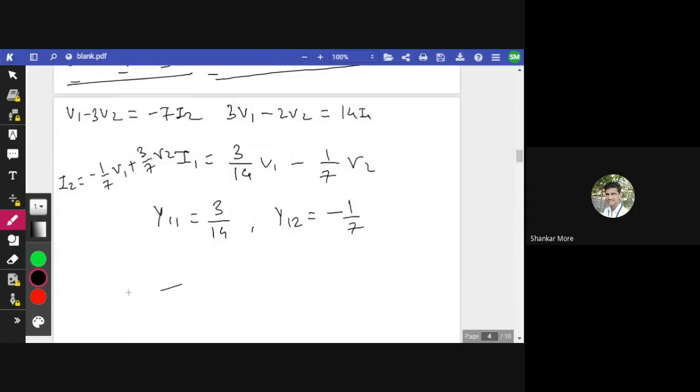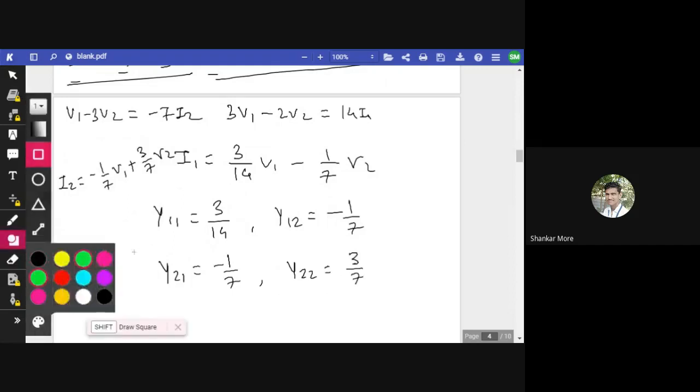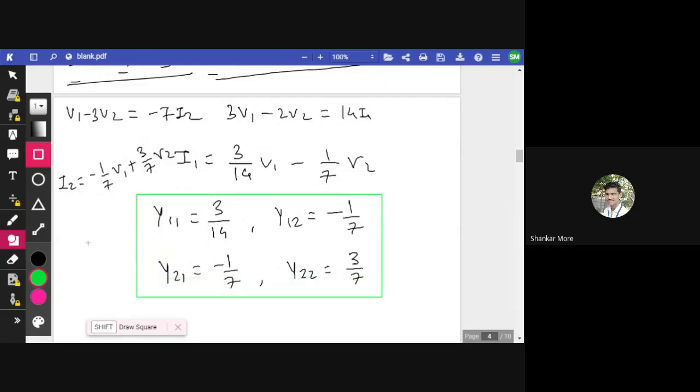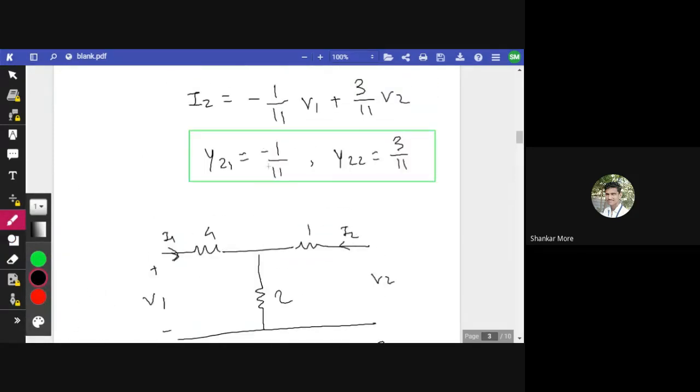So Y21 is equals to minus 1 by 7, and Y22 is equals to 3 by 7. So this is the answer. This is not the answer. These are Y parameters for the second circuit. Now we can add these parameters directly with these parameters so that we get the resultant Y parameters for the entire circuit.